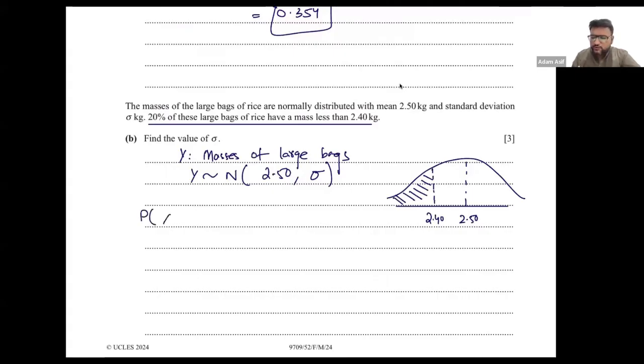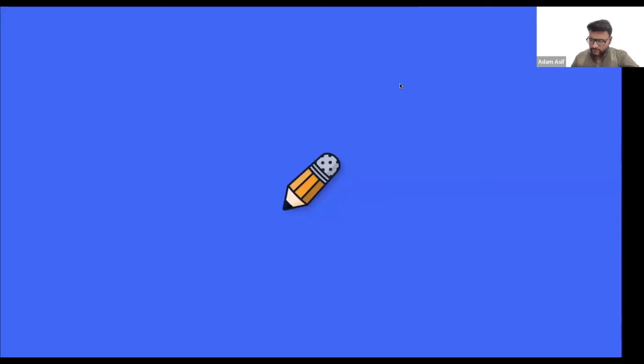So that means probability of x less than 2.4 is 0.2. So if this tail area is 0.2, then what's going to be the body area? 0.8. And since this value is below the mean, what is going to be the z-score for this? Positive or negative? Negative. So you're going to go back to the table, read the corresponding z value at 0.8 and find the z value.